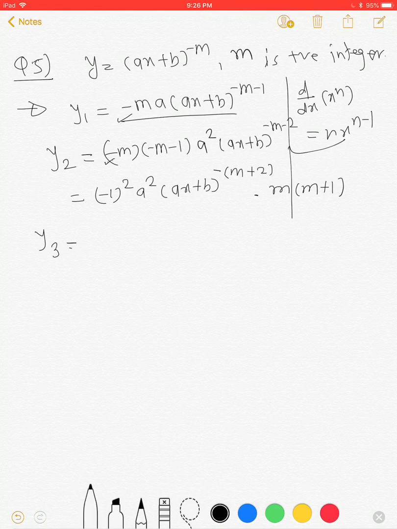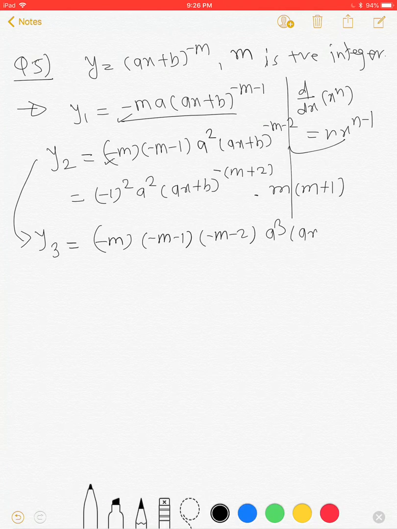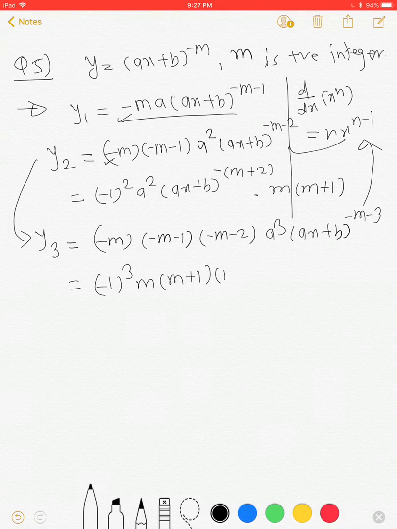If we differentiate this again, then we will get y3, that is minus m minus 1 into minus m minus 2, we are writing this from this step, that is y2, into a cube (ax plus b) raised to the minus m minus 3. Again we have used the same formula. So here are three minus signs, so we can write this as minus 1 raised to the power 3, into m into m plus 1 into m plus 2 into a cube into (ax plus b) raised to the minus of m plus 3.